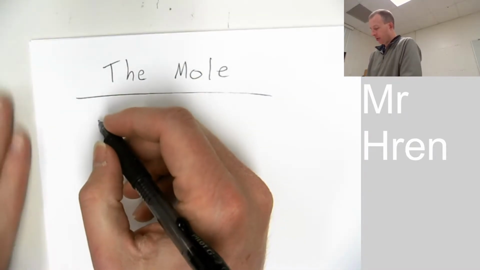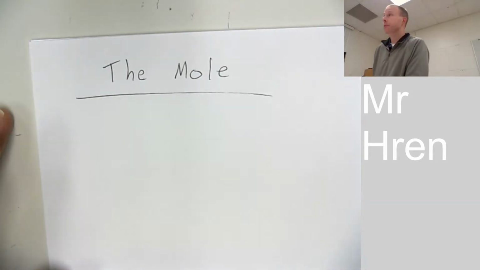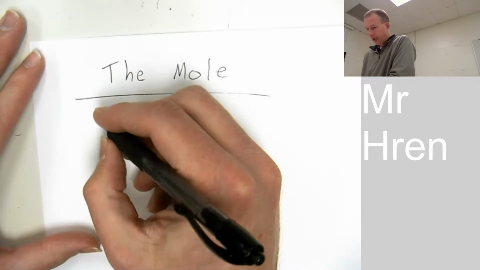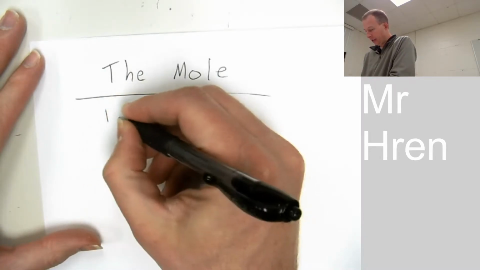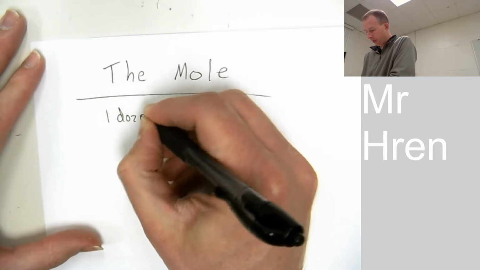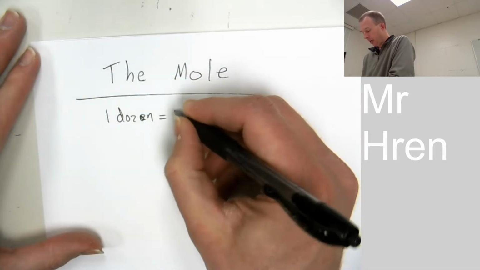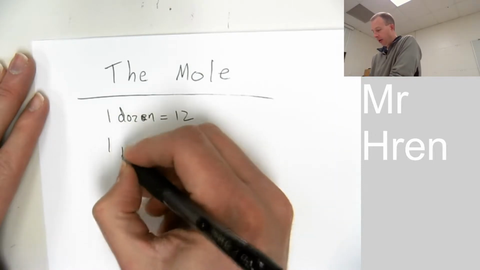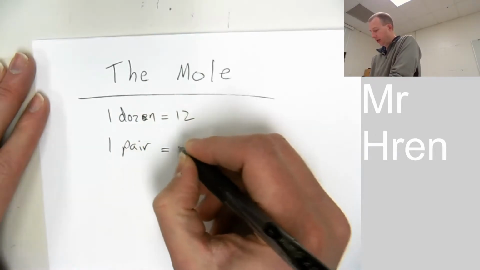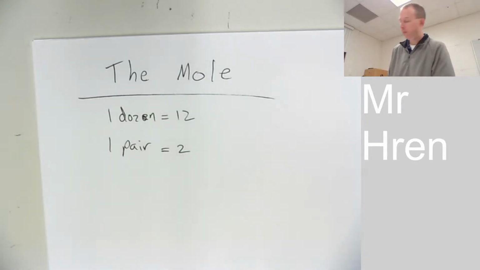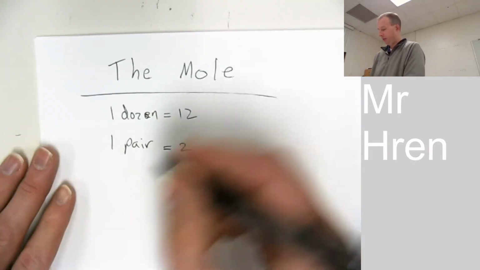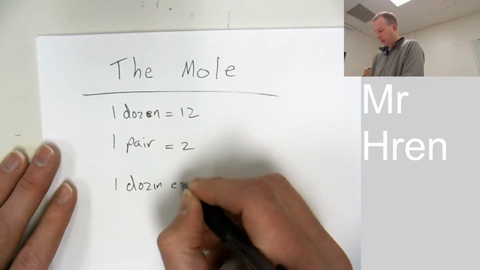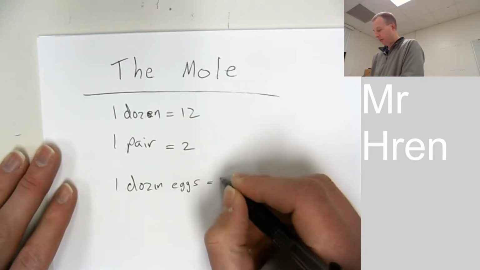Now, the simple version: if you talk about the mole, the simplest way to look at it is like this. If I tell you that you have a dozen of something, you know that equals 12 of something. If I say you have 1 pair of something, you know that equals two, whatever it might be. And it doesn't matter. You can have 1 dozen eggs. That equals 12 eggs, right?